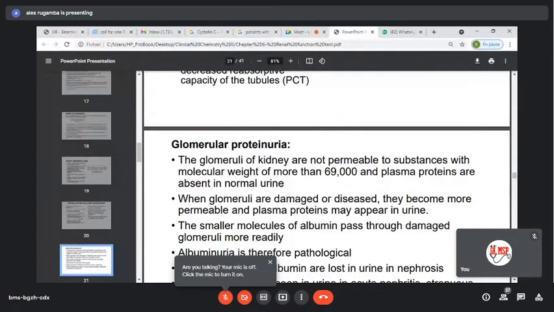So for the glomerular filtration of protein, the glomeruli of the kidney are not permeable to substances of high molecular weight. So the plasma proteins are normally absent in the urine. When the glomeruli are damaged, if there is a problem in the glomerulus, it becomes more permeable, and then plasma protein may also appear in the urine.